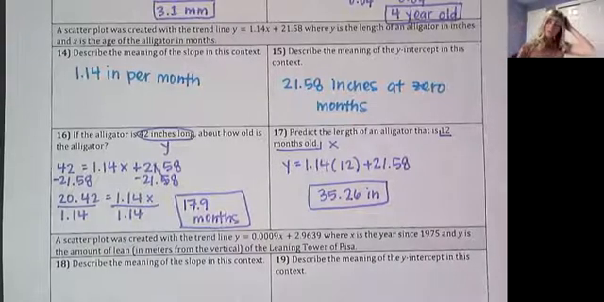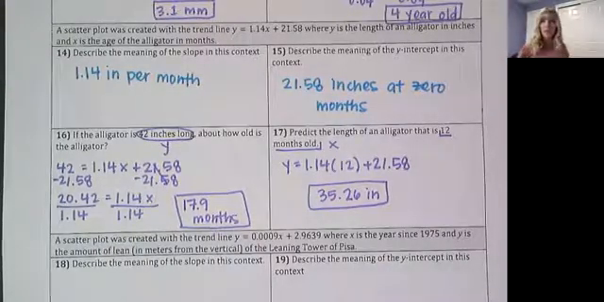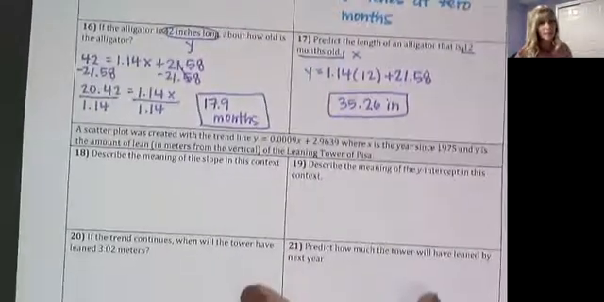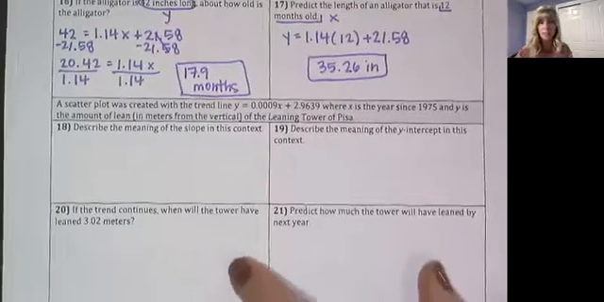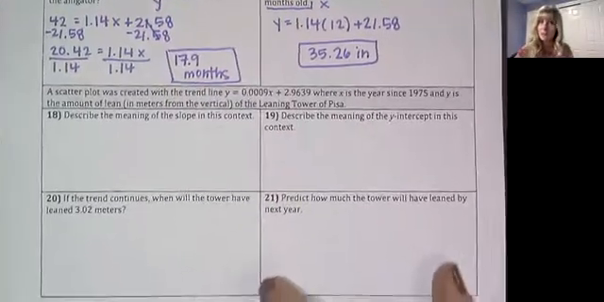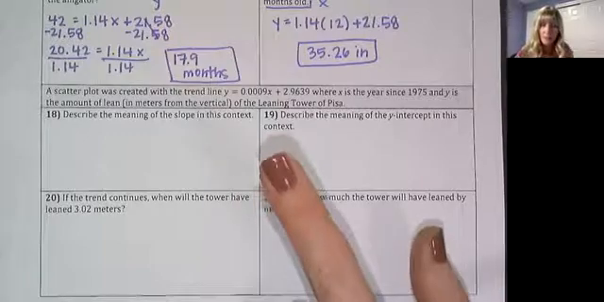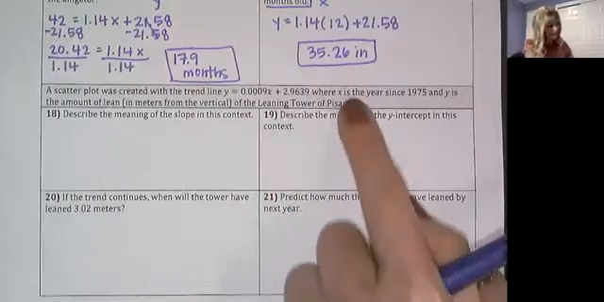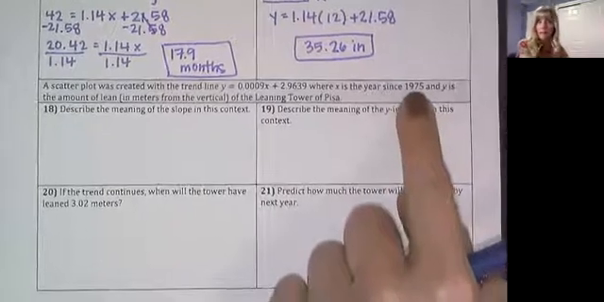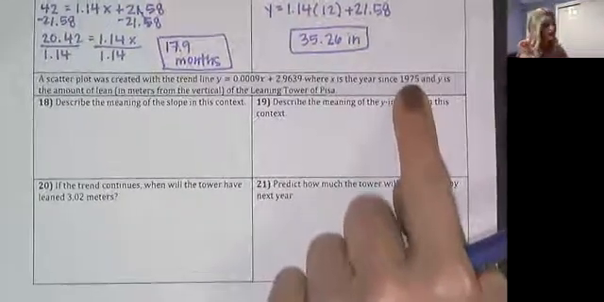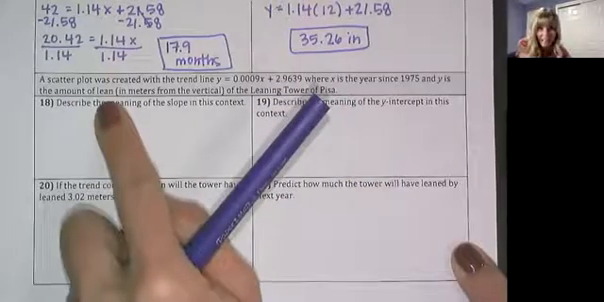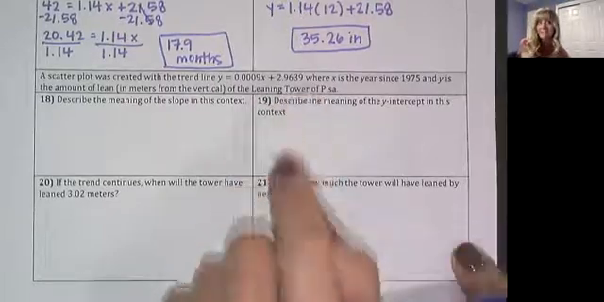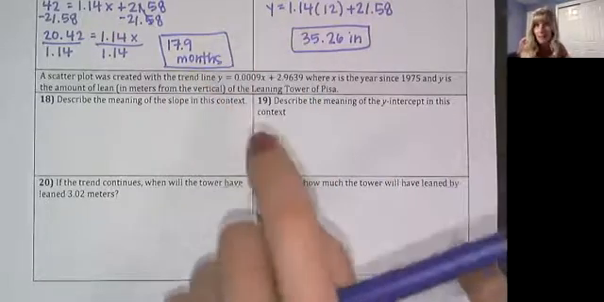Last one. Let's try one more. And then you should be ready for a little bit more practice and an assessment on this stuff. So a scatter plot was created with the trend line Y equals 0.0009x plus 2.9. What is this about? Let's see. X is the year since 1975. Oh, tricky. And Y is the amount of lean in meters from the vertical of the Leaning Tower of Pisa. It keeps leaning, keeps leaning.